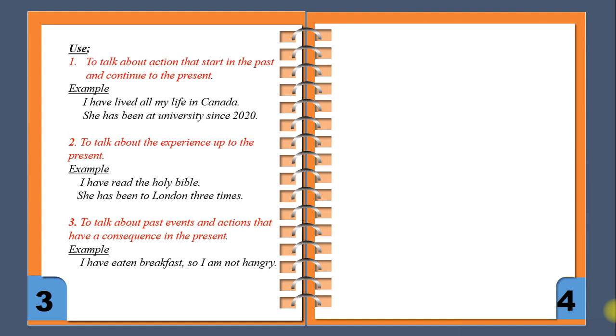Okay? The first part of the sentence is the past action, and the second one, that is I am not hungry, is the present consequence. John has lost his key, so he is going to be late for work. He is going to be late for work is the consequence.